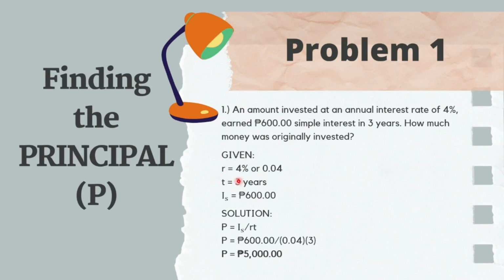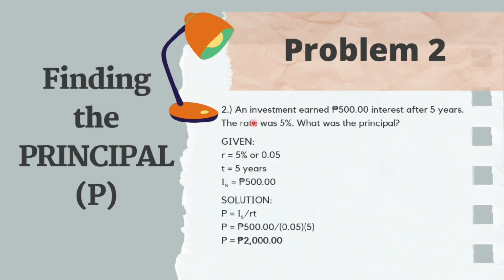Once again, we're trying to find the principal, so the formula that we will use is principal is equal to simple interest divided by the product of rate and time. Once again, substitute it with the correct values. We have here simple interest 600 divided by the rate of 0.04 and the time of 3. Once you calculate it, you'll get an answer of 5,000. So the original money invested, or the principal, is 5,000 pesos. Don't forget that. So now let's head on to problem number 2, or question number 2.